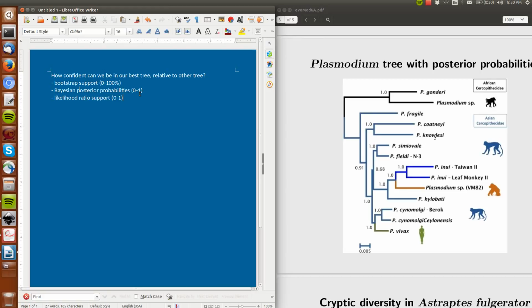So this can tell you which individual branches on a tree you should be confident in, that we probably have this right, versus other ones where we don't really know, and there are alternative solutions to this problem that would give us a similarly good answer.